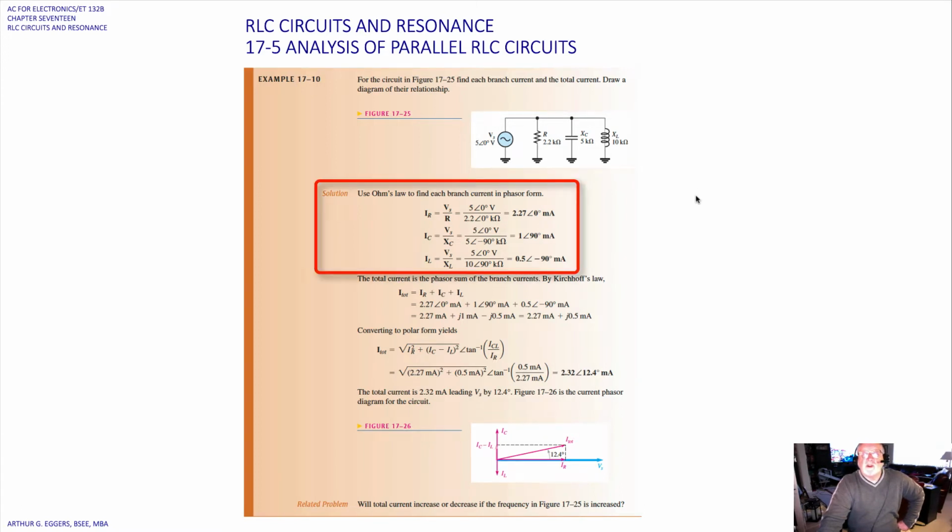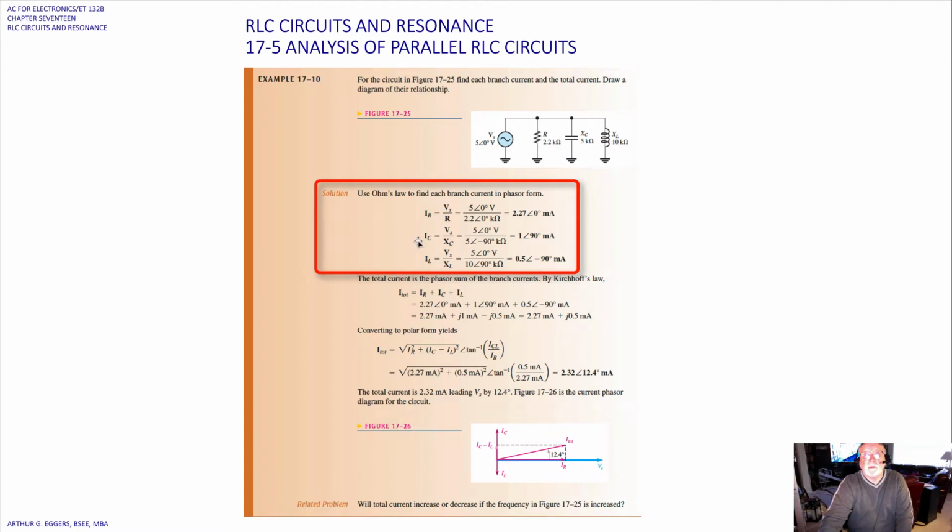So this one we start off very simply with our Ohm's law relationship. Use Ohm's law to find each branch current in phasor form. This is pretty simple. You've got your source, you've got your resistance, you've got X sub C, you've got X sub L. So it's just a matter of running these values through your calculator. 2.2 into 5 volts, zero angle in this case. So we have 2.27 at an angle of 0, and our units of milliamps.